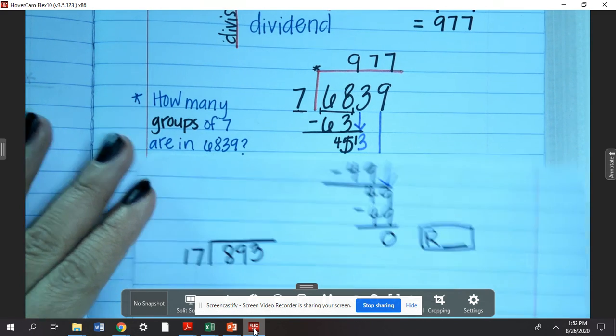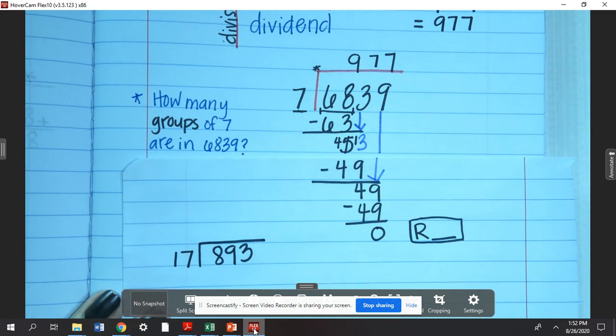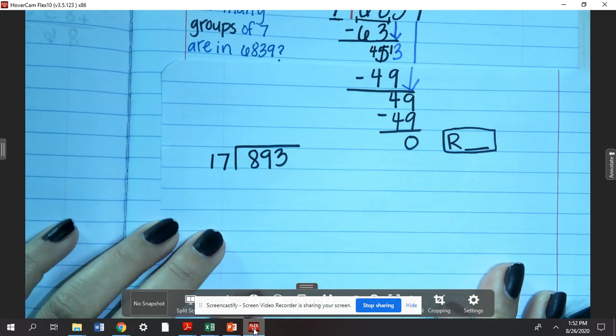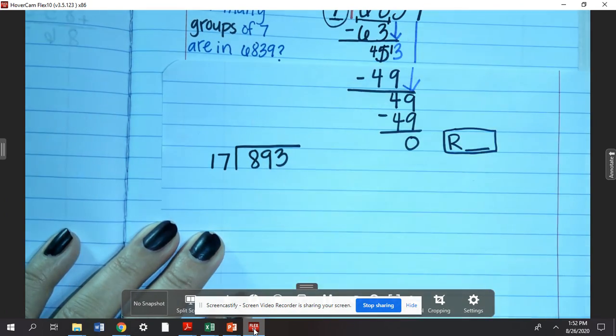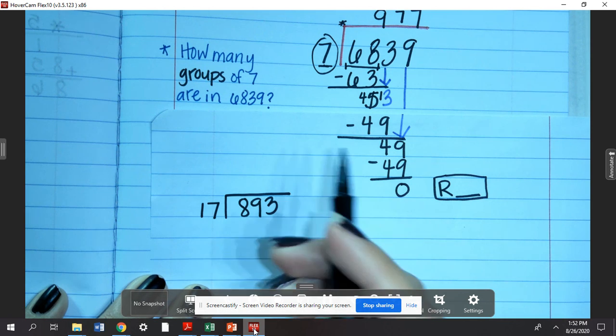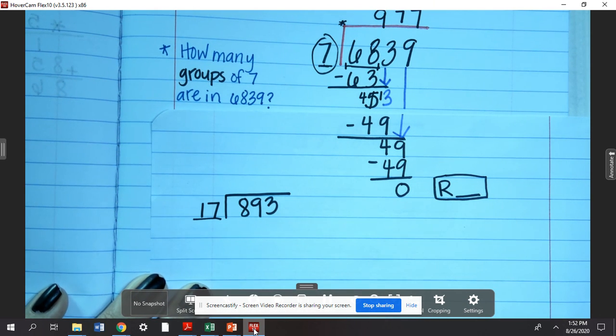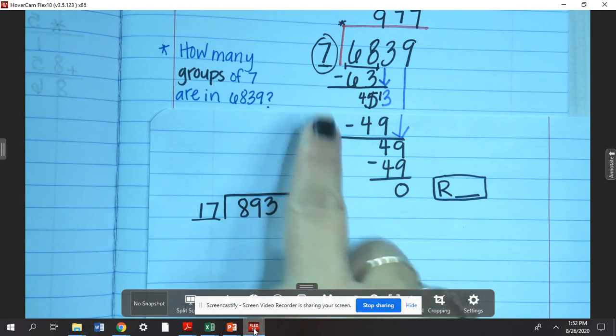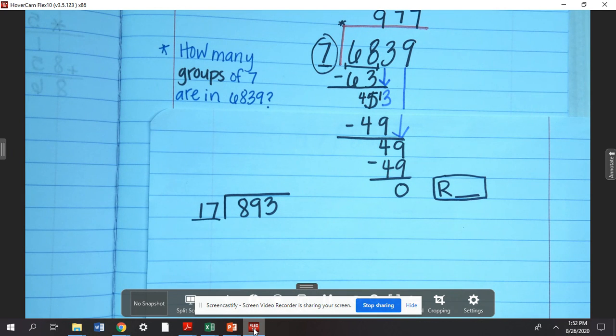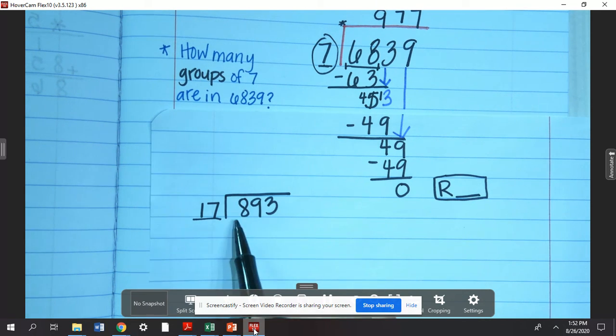Okay, so this is what I'm going to do for my example today. What we're going to do now, as fifth graders, is this: instead of having that one digit divisor right up here, we now have two digits. So we're going to be asking ourselves, just like we did on the top one, how many groups of 17 are in 8? Well, I can't do that because 17 is greater than 8.